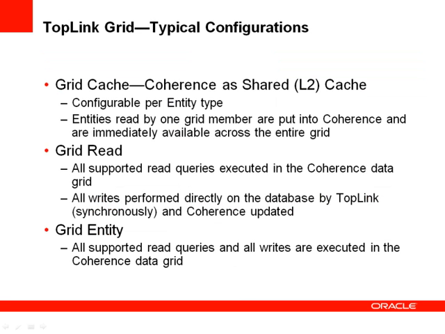There are other models besides caching in the L2 layer. One is called grid read, in which read queries are executed in the Coherence data grid, and writes are performed directly on the database, synchronously, and then Coherence is updated. The most advanced use of TopLink Grid is called grid entity, in which case all read and all write queries from TopLink go directly to the Coherence data grid.